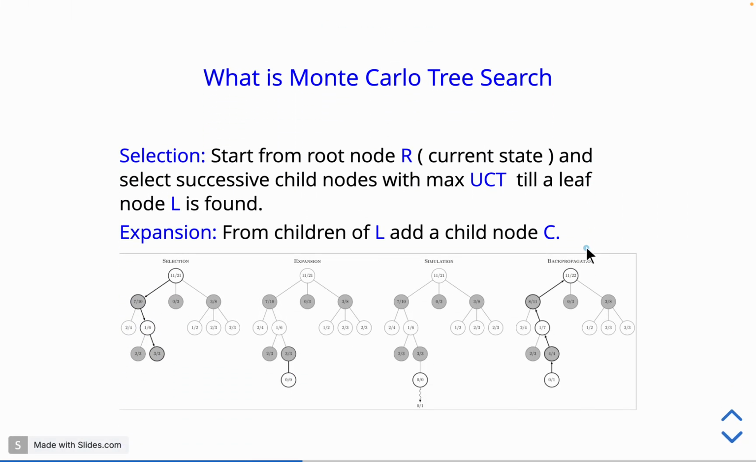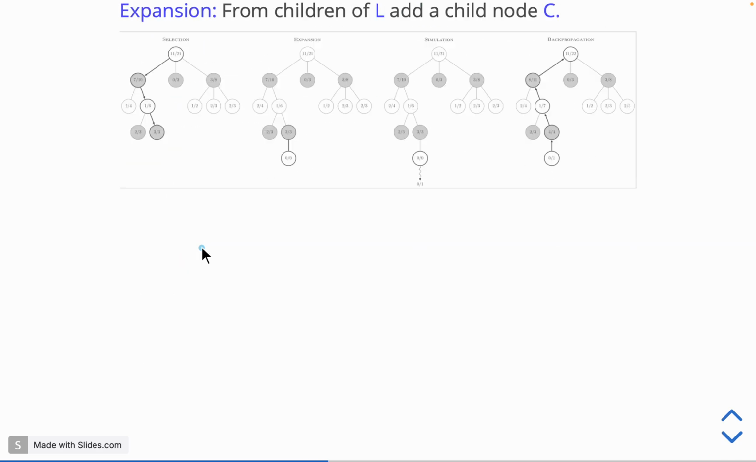Now, what is Monte Carlo tree search algorithm? It can be divided into four parts: selection, expansion, simulation, and backpropagation. So selection, we start from a root node, the current state for which we are finding the best move, and select successive child nodes which have the maximum UCT till a leaf node is found. For example, we move to this node, and this node because they have the higher UCT values. Then we expand the game tree by adding the child of node L, the node C, to the game tree.